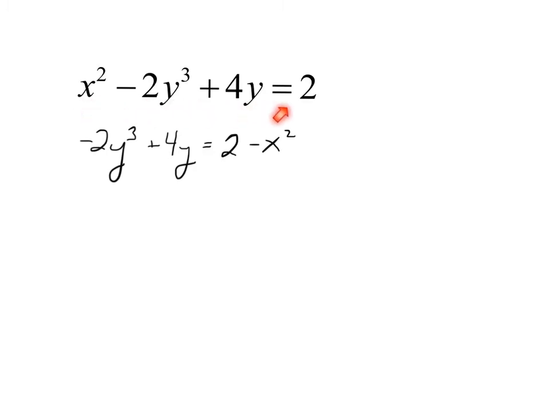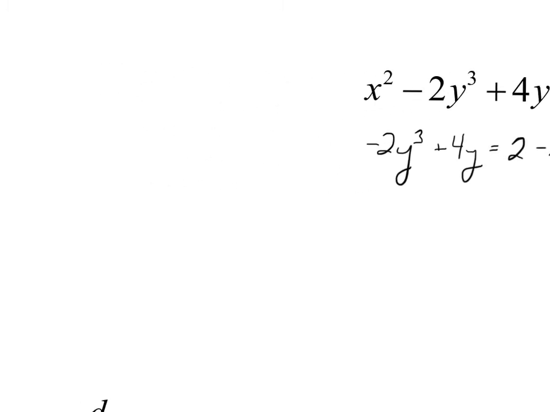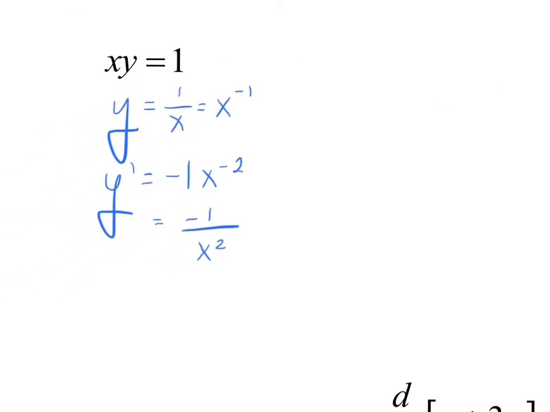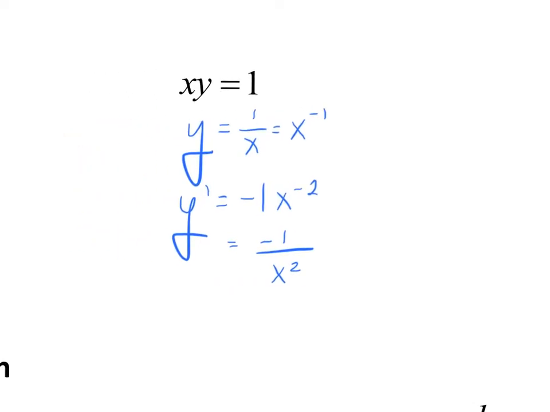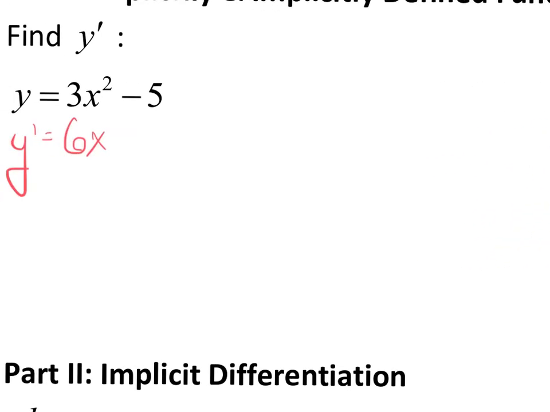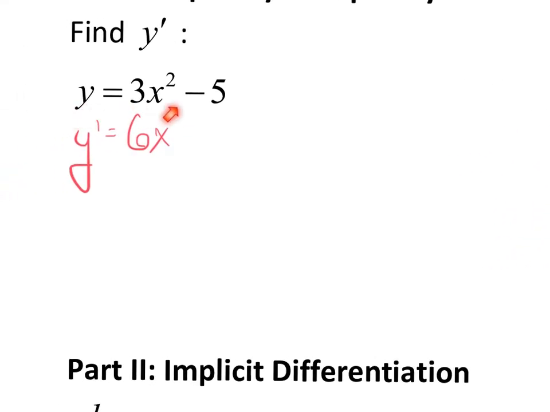So this equation here is implicitly defined. That is, we know that we can write y in terms of x, we just don't know how to. Over here, backing up a little, xy equals 1. This here is also implicitly defined. We were able to rewrite it, though, as an explicit equation. And then our first one, this guy over here, is explicit because we know exactly what y is equal to in terms of x.